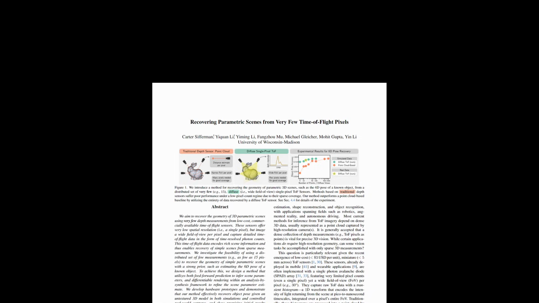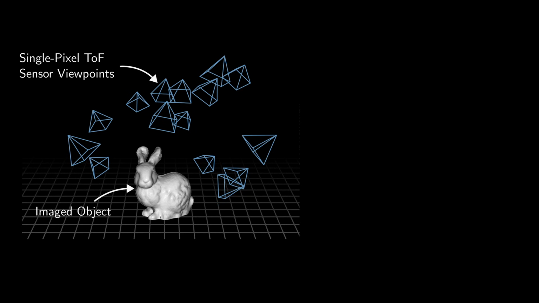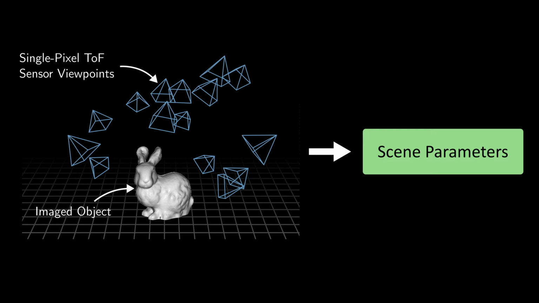In our paper, which will appear at ICCV 2025, we take a step towards answering that question. We show that, given a distributed set of as few as 15 single-pixel 3D sensors, it's possible to do parametric scene recovery. Parametric scene recovery is a common task in 3D computer vision. In general, it utilizes prior knowledge about the scene to simplify the task of reconstruction.